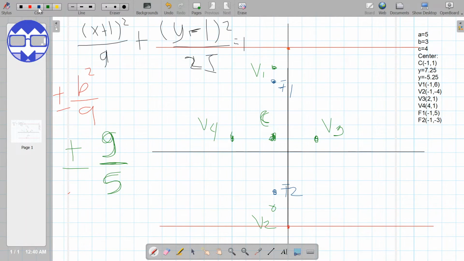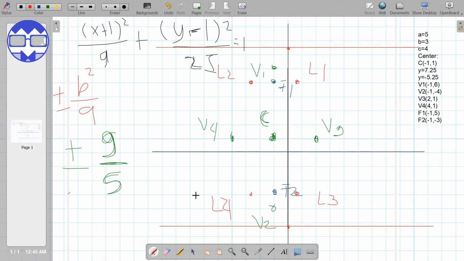1.8, I'll use red. 1.8 from the focus. So from F1, 1.8 would be somewhere here. Then to the left, 1.8 would also be somewhere here. So that will be our L1 and L2. Okay, and L3 and L4. So it's 1, then somewhere here, and 1, then somewhere here, 0.8. So this will be L3 and L4.